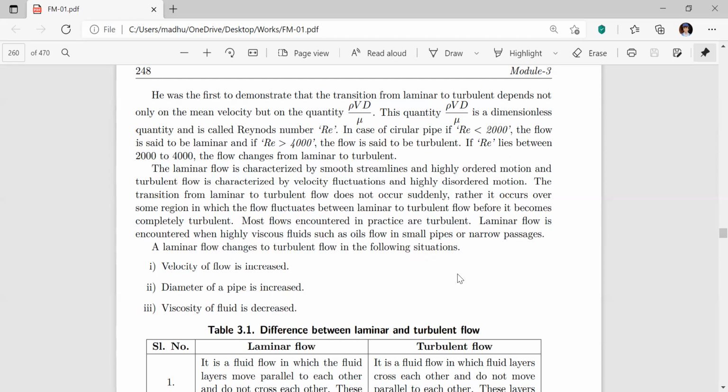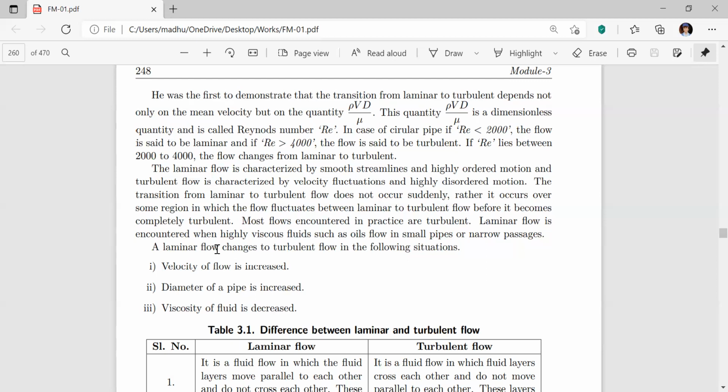The transition from laminar to turbulent flow does not occur suddenly. Rather, it occurs over some region in which the flow fluctuates between laminar and turbulent before it becomes completely turbulent. Most of the flows encountered in practice are turbulent. Laminar flow is encountered only when high viscosity fluids such as oils pass through a small pipe or a narrow passage.